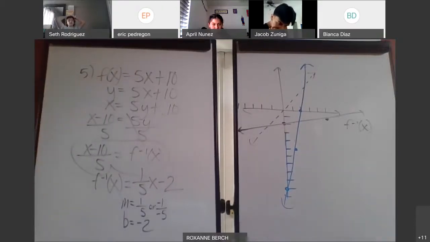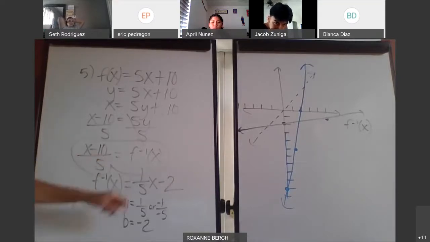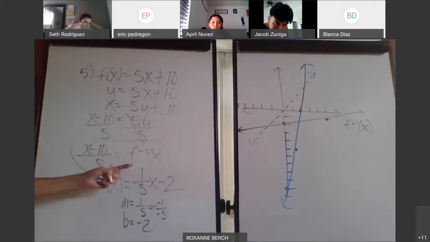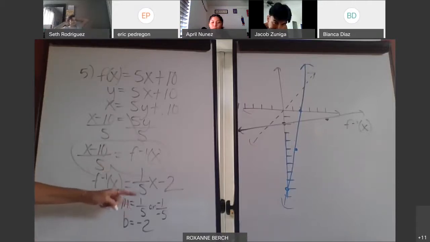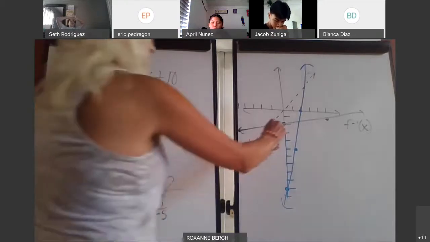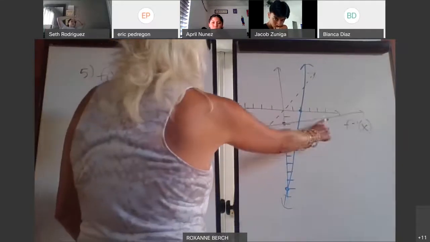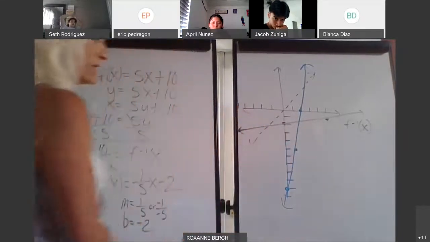So something is wrong somewhere. We changed f of x to y, we switched x and y, we solved for y, you subtract 10, divide both sides by 5. So this is right. This is 1/5 x minus 2. So the slope is up 1, right 5, or down 1, left 5, and the intercept is 0, down 2. So 0, down 2, and we're going to go up 1, right 5, or down 1, left 5. That looks right.